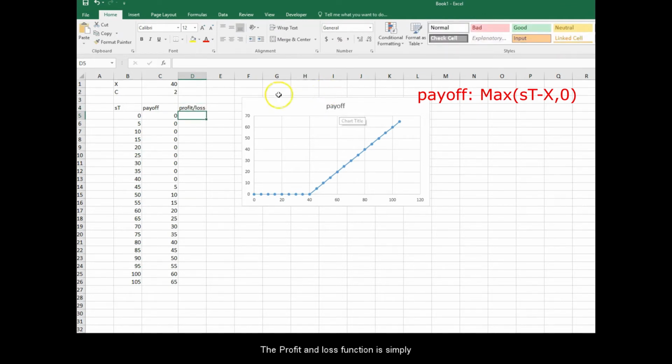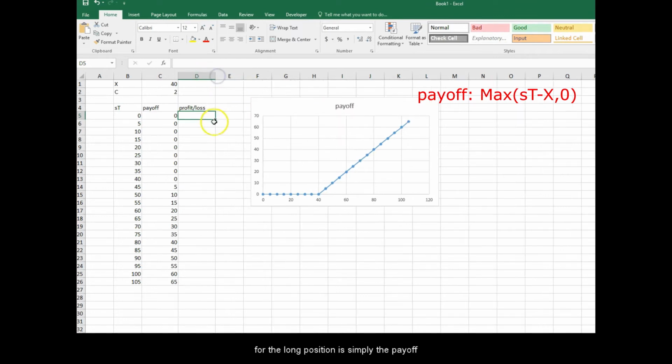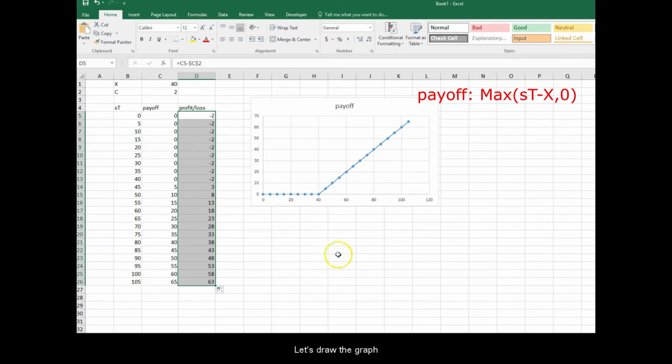So the profit loss function for the long position is simply the payoff minus the cost, the premium to pay. We hit F4 to lock the location. When the stock price is 0, the long position will not exercise, and he or she will lose the initial investment of $2. So let's draw the graph.